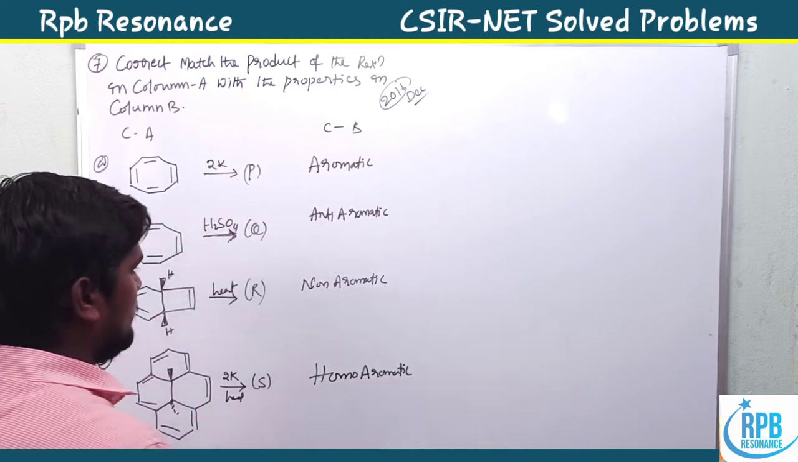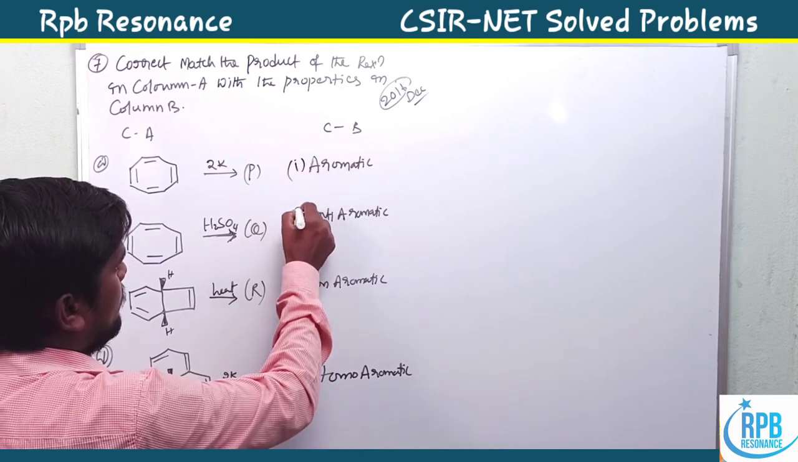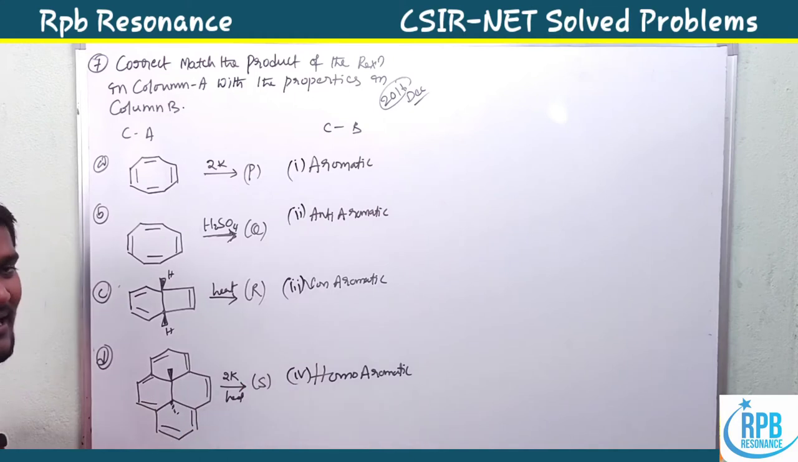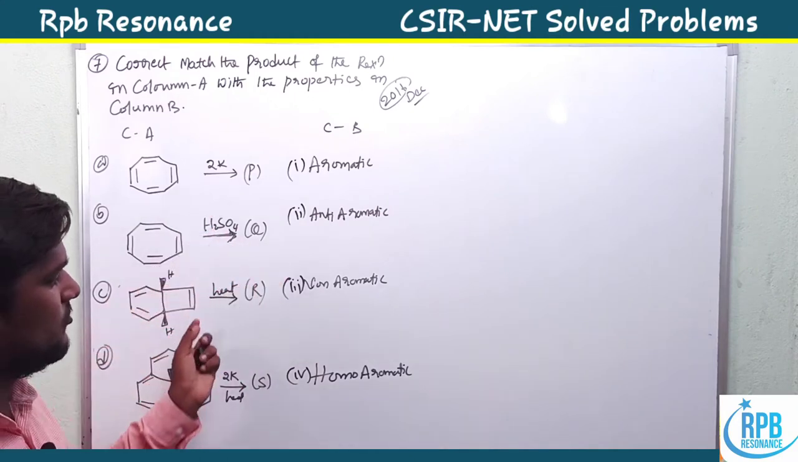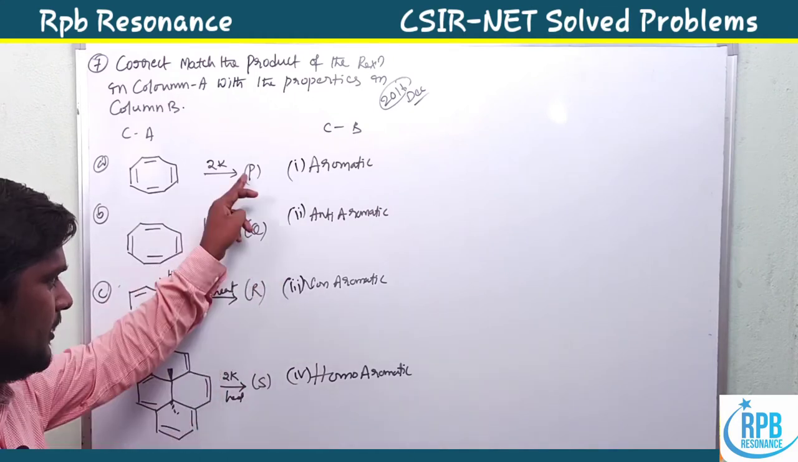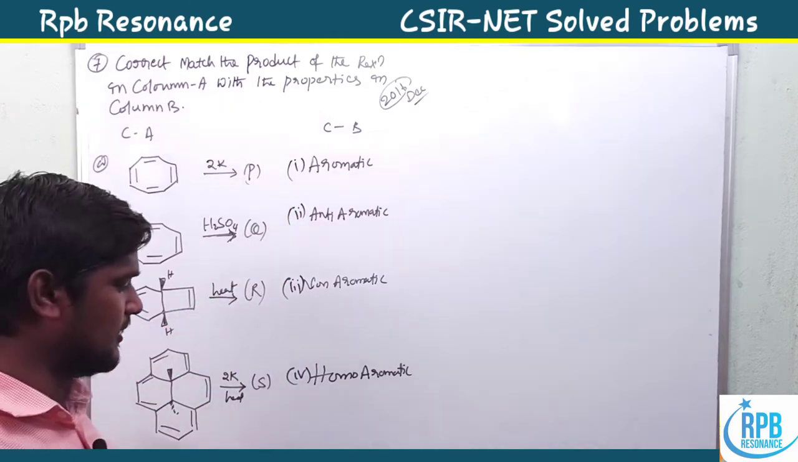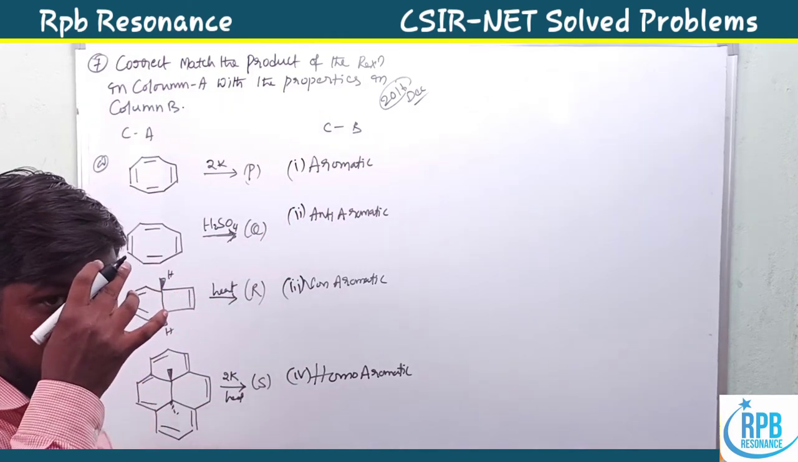This is the P, Q, R, S, and 1, 2, 3, 4, like that. Let us assume whatever they are given. So P1, Q2, R3, S4, or P2, R3, Q1, S4, like that. Now let us imagine the problems.